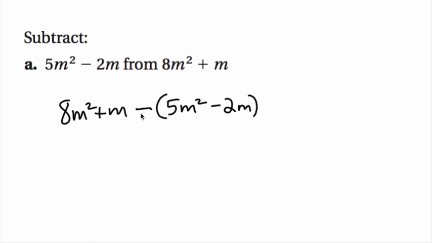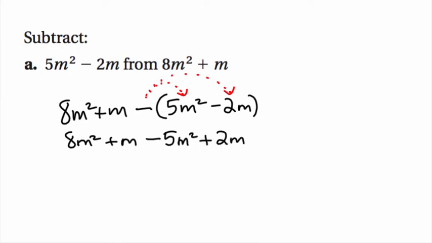I'm subtracting the whole quantity, not just the first part, so I have to make sure that I put parentheses to show that I'm subtracting the entire quantity. So here, in the last example, we just dropped parentheses because it was addition. But since this is subtraction, I have to distribute the minus sign to both of these terms. So I can drop these parentheses if I change these signs. So I get 8m squared plus m minus 5m squared plus 2m. Notice this became minus, this became plus.